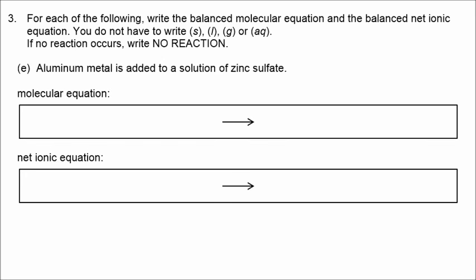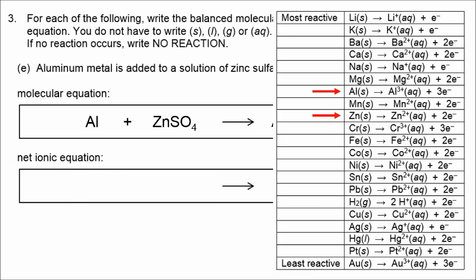Now in part E, this is potentially a redox equation, oxidation reduction. Aluminum is just by itself, and we have zinc sulfate, ZnSO4. If this reaction occurs, I'm going to get aluminum sulfate, Al2(SO4)3, and then just zinc by itself. Let's see if aluminum is higher than zinc on the activity series. Okay, so yes it is.